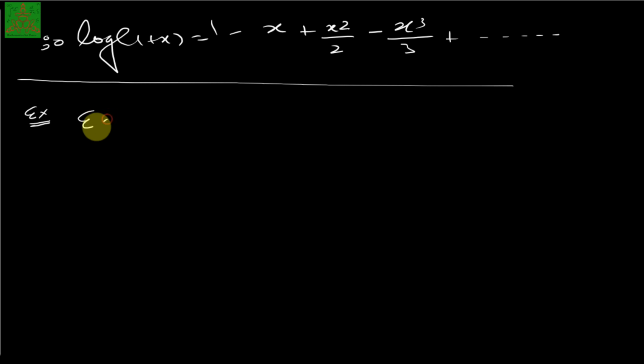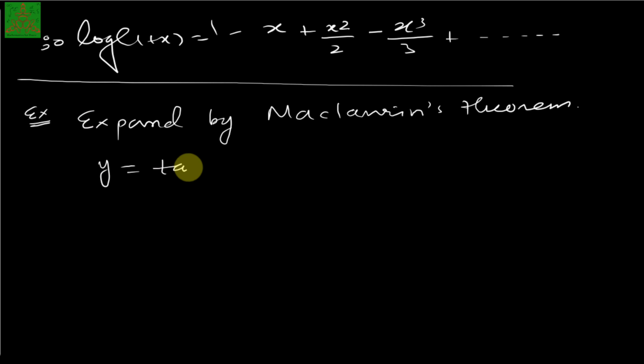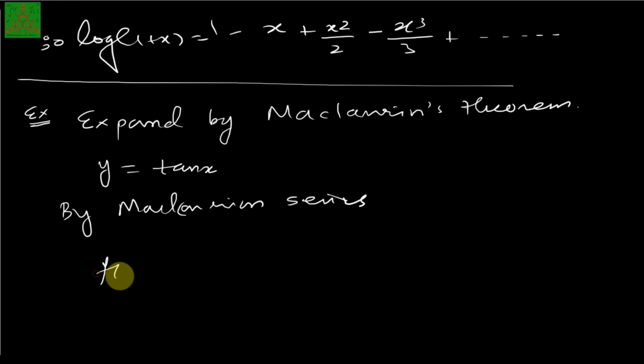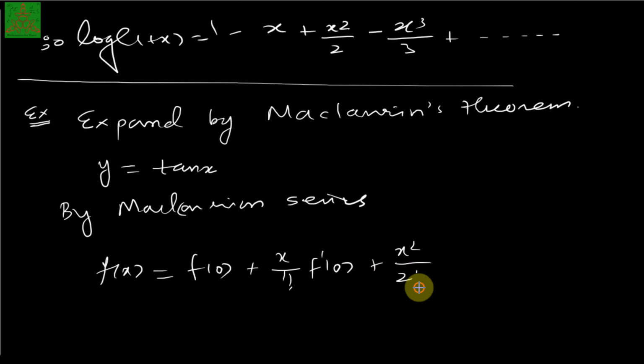Expand by Maclaurin theorem y is equal to tan x. As we know, by Maclaurin series expansion, the f of x that we have, it is tan x, is f of 0 plus x upon 1 factorial f dash of 0 plus x square upon 2 factorial f double dash of 0, x cube upon 3 factorial f triple dash of 0, and so on. So this will be the function you have, and this is the Taylor series expansion.